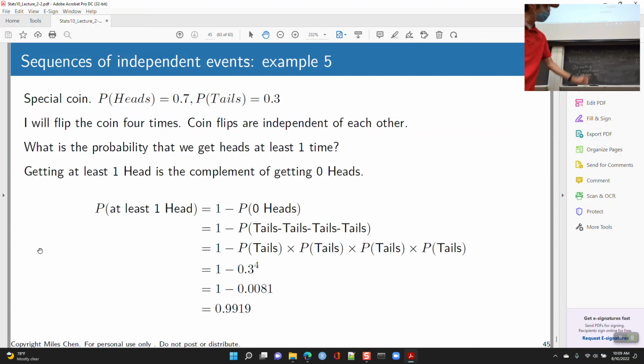What is the probability that we get heads at least 1 time? We're going to do 1 minus the probability of 0 heads. We found the probability of 0 heads. 0 heads was, we had to get tails all 4 times. Probability of tails, tails, tails, tails. 1 minus this, so we're going to have 1 minus 0.0081, and this is 0.999919.